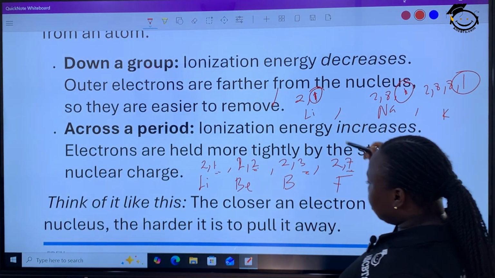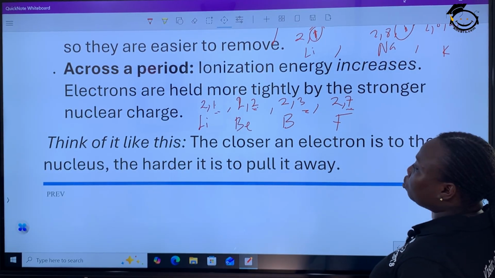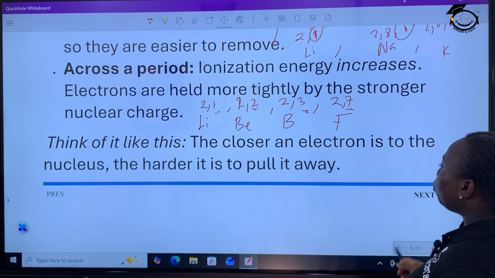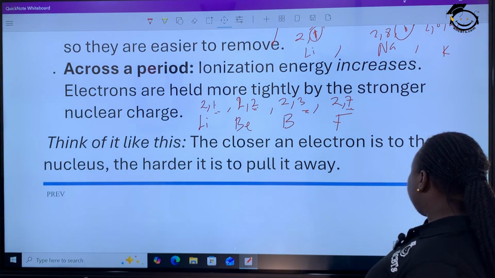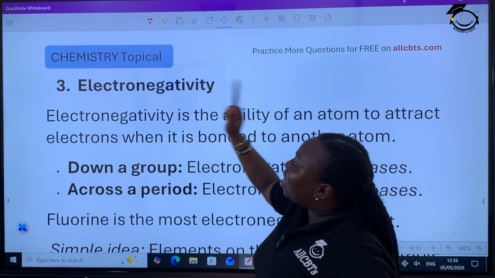Now think of it like this. The closer an electron is to the nucleus, the harder it is to pull away. So that is it.